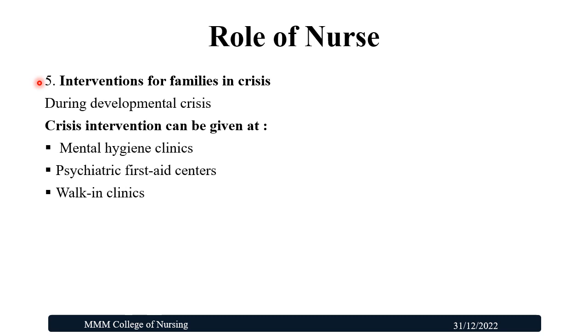Interventions for families in crisis during the developmental crisis, such as during adolescent period, birth of a new baby, retirement, menopausal time, death of a loved one, or the death of the breadwinner of the house, divorce, separation. Crisis intervention can be given at mental hygiene clinics, psychiatric first aid centers, and walk-in clinics.